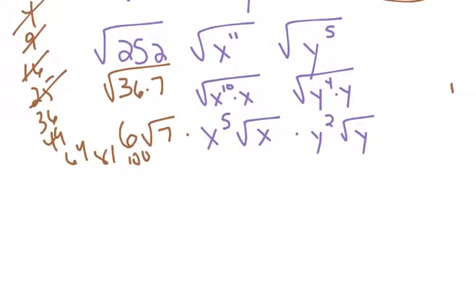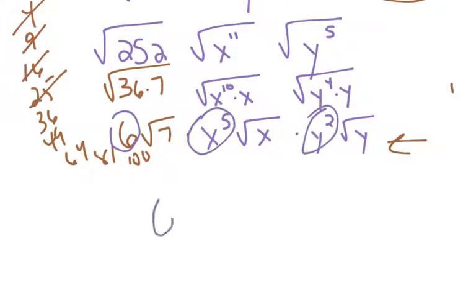So now, what do you do with these three quantities? Well, you can multiply together the parts that are not under the square root sign. So 6 times x to the 5th times y squared. And then you can multiply the stuff together that is under the radical.